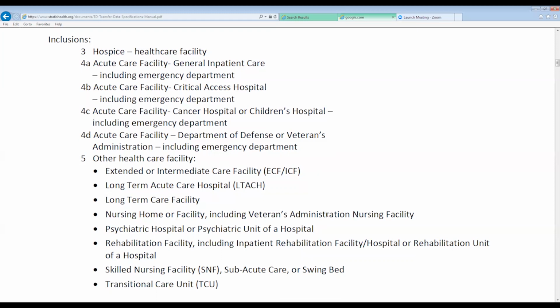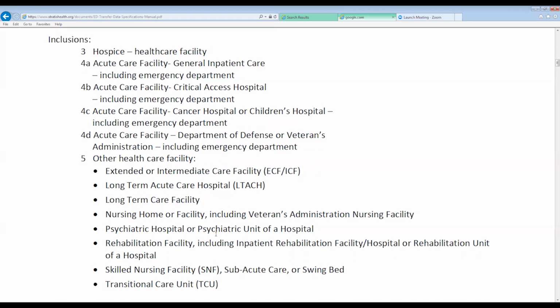It does not matter if people lived there before they came to the ED. So if you've got someone who lives in a nursing home, goes to the ED and then goes back to the nursing home, for these purposes of abstraction, that is not a discharge or transfer to home. They're going to a nursing facility, a skilled nursing facility, a nursing home, and that fits under other healthcare facility, so those people need to be included.